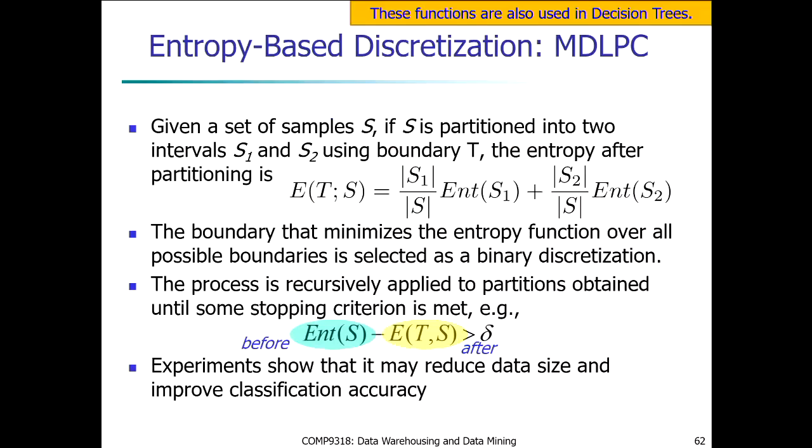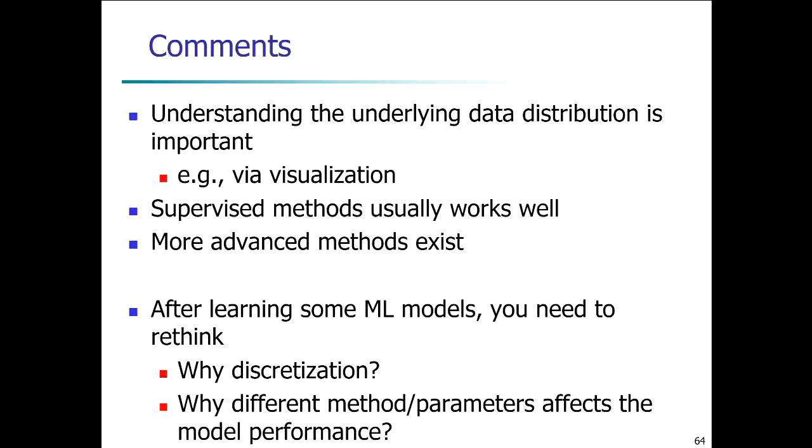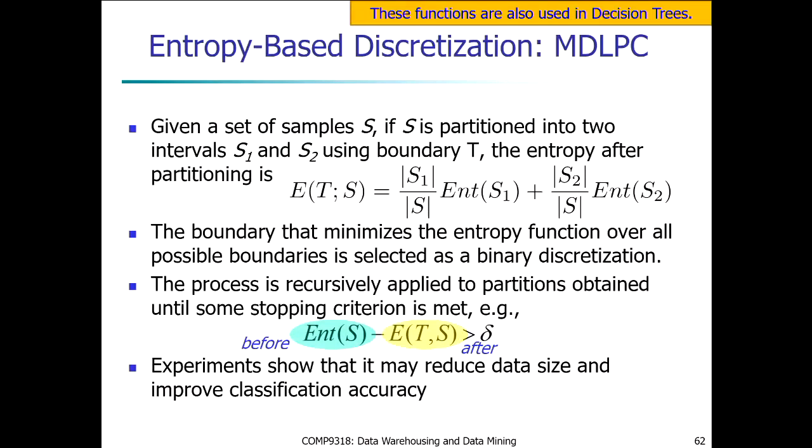And you keep doing this. They require that after doing the cut, the difference must be at least greater than or equal to some threshold delta. This is because, as I said, every time you do a cut, you are going to reduce the entropy to some extent, but some of the cuts are not necessary. If after doing the cut the entropy reduction is very minimal, they set a threshold so that you can guard against useless or trivial cuts.